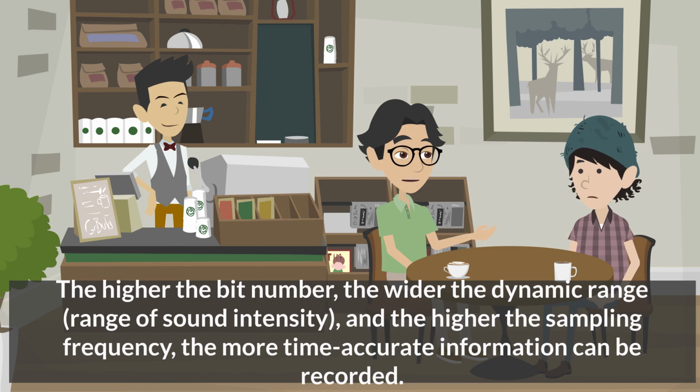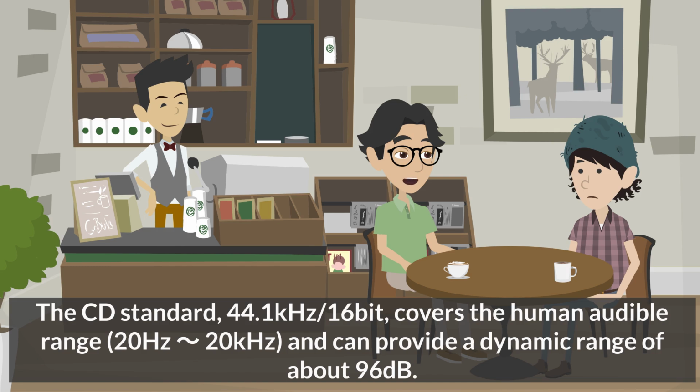The higher the bit number, the wider the dynamic range of sound intensity, and the higher the sampling frequency, the more time-accurate information can be recorded. The CD standard, 44.1 kHz, 16-bit, covers the human audible range, 20 Hz to 20 kHz, and can provide a dynamic range of about 96 dB.